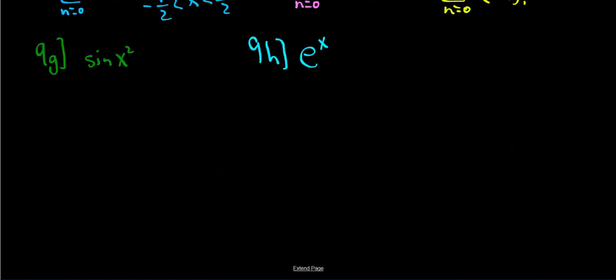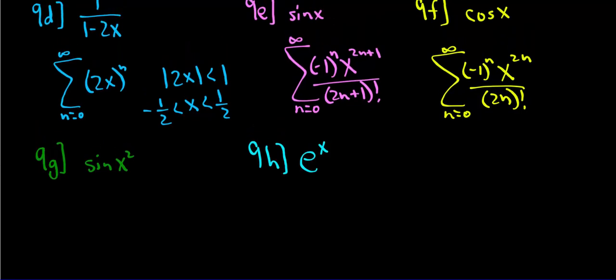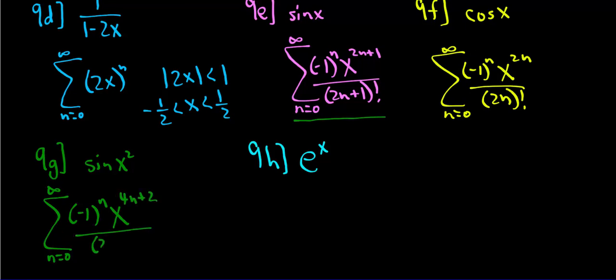So now let's look at sine of x squared. Well, remember this is sine x. If we want sine of x squared, just replace that x with an x squared. So it's going to look like this. We've got n equals 0 to infinity. We've got -1 to the n, but in place of x, we put x squared, and that's going to be x to the 4n plus 2. Nothing else changes.